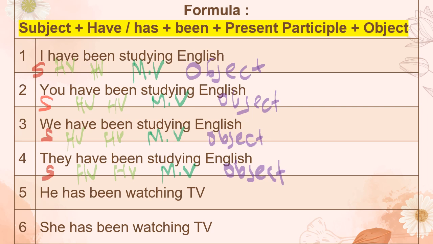Number 5, he has been watching TV. He is the subject, has is the helping verb, been is the helping verb, watching is the main verb, TV is the object.